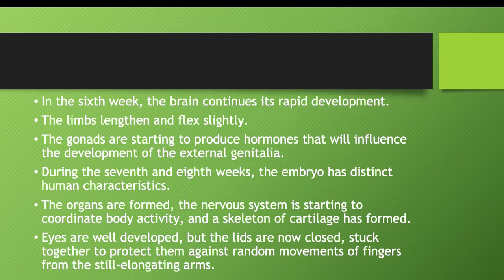The organs are formed, the nervous system is starting to coordinate body activity, and a skeleton of cartilage has formed. Eyes are well developed, but the lids are now closed, stuck together to protect them against random movements of fingers from the still elongating arms. So once the eyes are developed, the eyelids are going to close over top, and the baby will keep their eyes closed basically until they're born, because that's a way to protect their eyes.